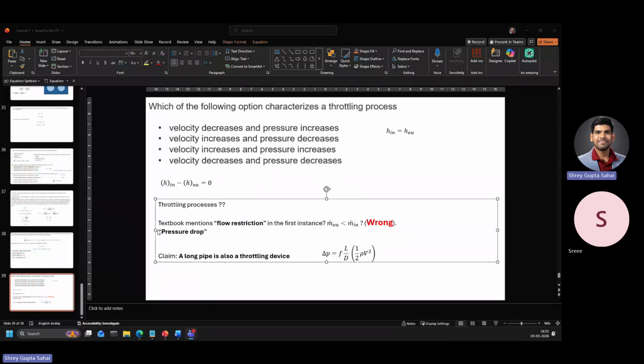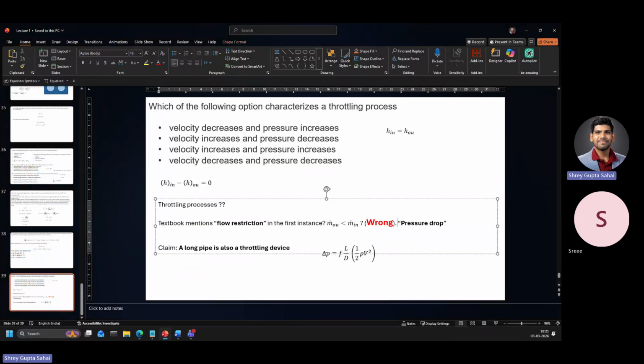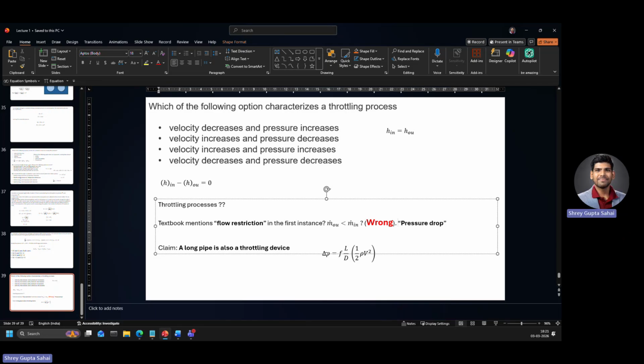Pressure drop should not be the first instance word. It is not associated directly with throttling processes, although that is the large effect that is happening there. But throttling processes do imply that there is some kind of flow restriction. So first, let's understand what a flow restriction is. It is definitely not that the flow rate at the inlet will be higher than the flow rate at the outlet. Why? Because that violates mass conservation under steady conditions.